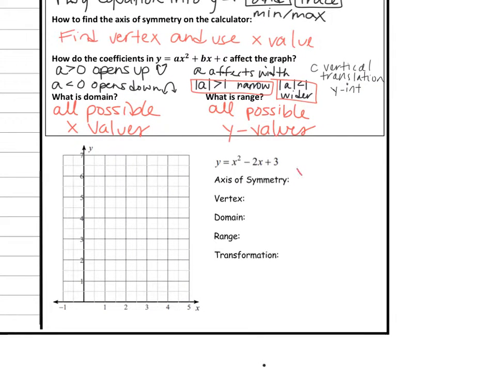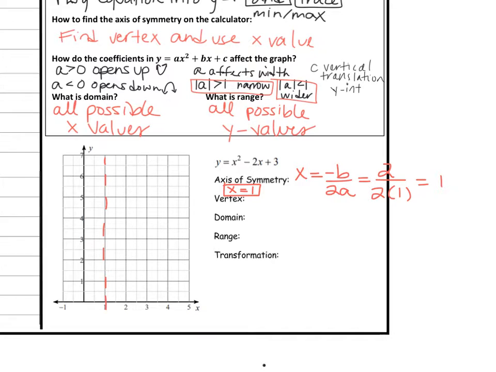Go ahead and find it. If you want to do it by yourself, go ahead. That would be negative b, which is positive 2, change the sign, over 2 times 1. So my axis of symmetry is 1. x is equal to 1. Please write it like that: x equals 1. It's an equation of a line. It would go right here. You don't have to draw it in, but you can. So it should be symmetrical around that.